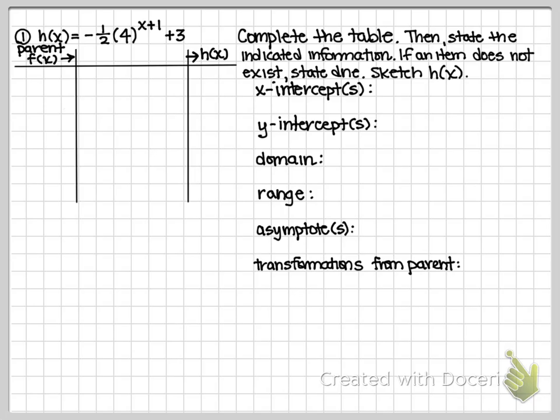State the indicated information. So same type of things we've been looking at before, x-intercept, y-intercept, domain, range, asymptotes, and then explain the transformations. And then if an item doesn't exist, don't leave it blank. Just say DNE. Don't just skip over it. And then we're going to sketch it. So let's go ahead and take a look at these points or this equation first.